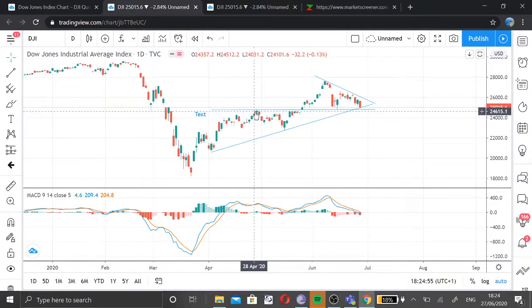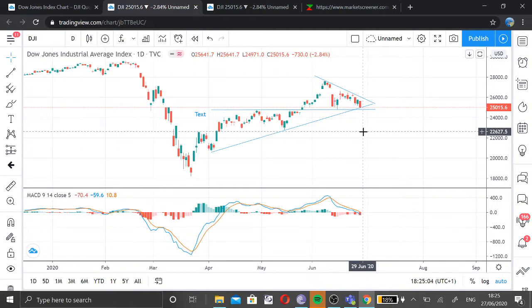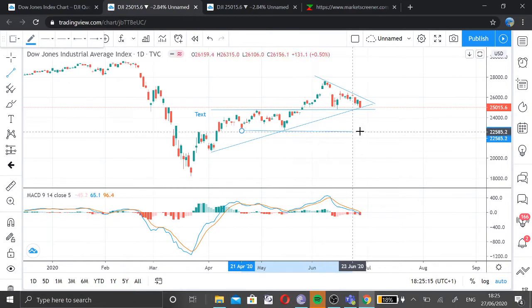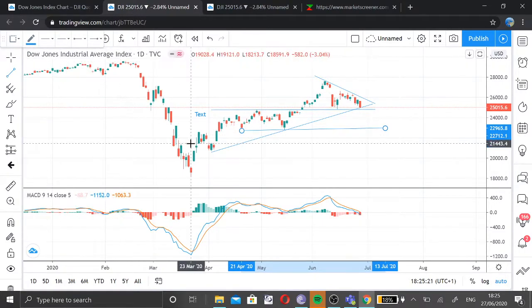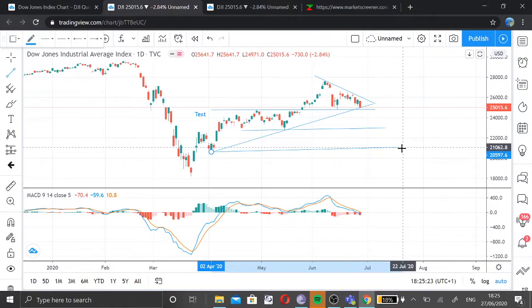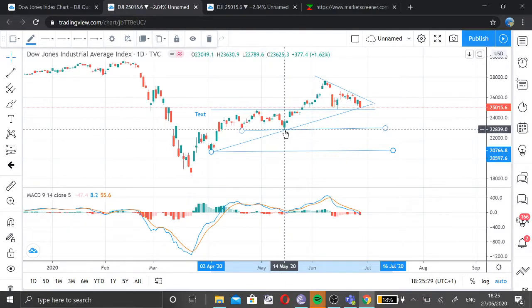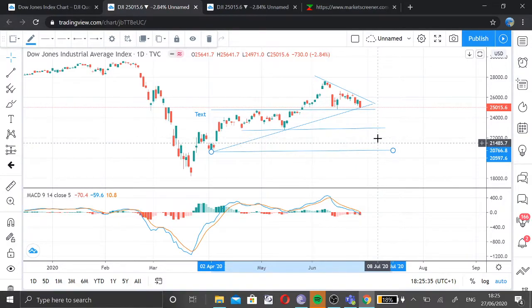The key area to look for would be the break of this horizontal support and the trend line here. If it is broken, it may go further lower down to these support areas. Let me just draw the support areas there. It may go down to these previous two lows over here. These two are the key support areas.